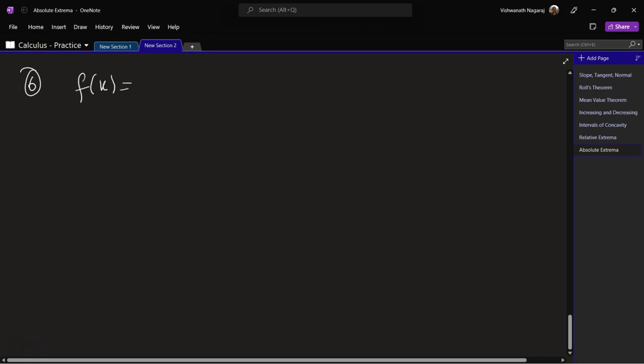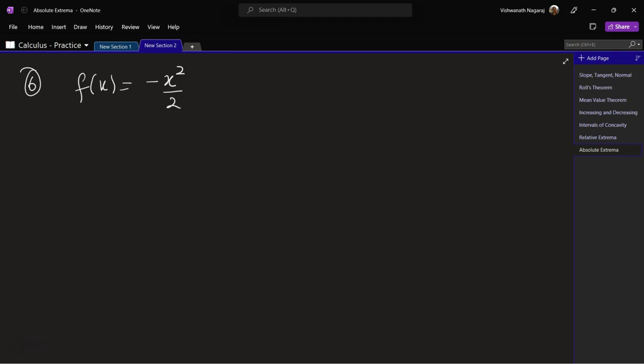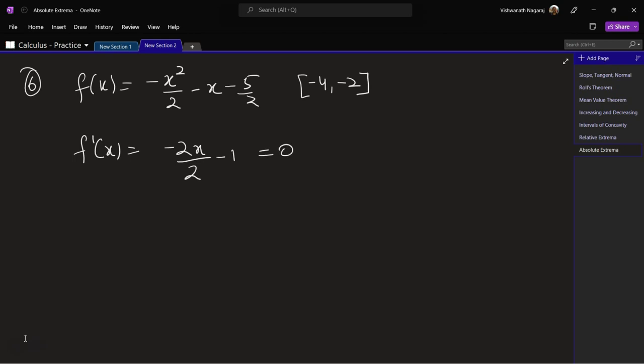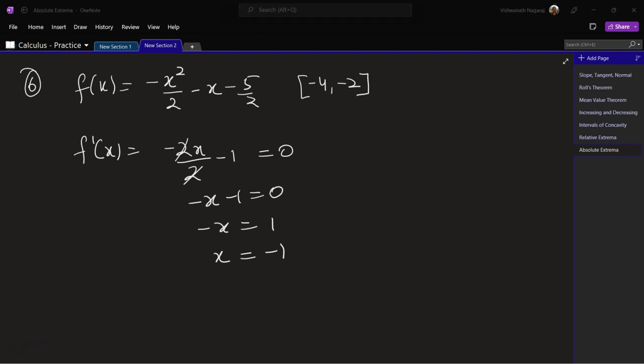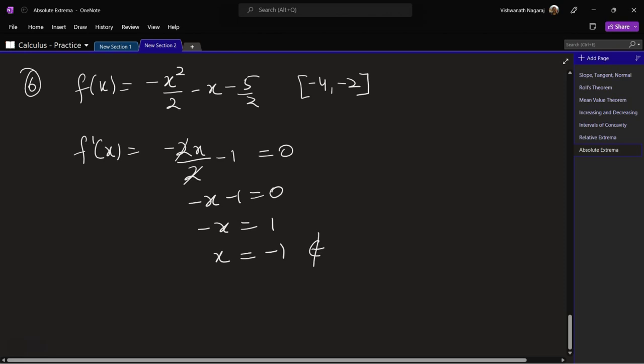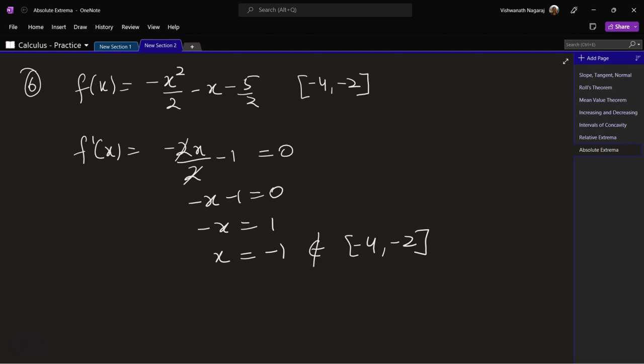F of x is equal to minus x square by 2 minus x minus 5 by 2 in the interval minus 4 comma minus 2. So f prime of x is equal to minus 2x by 2 minus 1. Equating it to 0, we get minus x minus 1 equal to 0, minus x equal to 1, x equal to minus 1. Okay, and this minus 1 does not belong to the interval minus 4 to minus 2. So there is no point in the curve within this interval where the slope is 0. That means these endpoints themselves would be the maxima or minima.